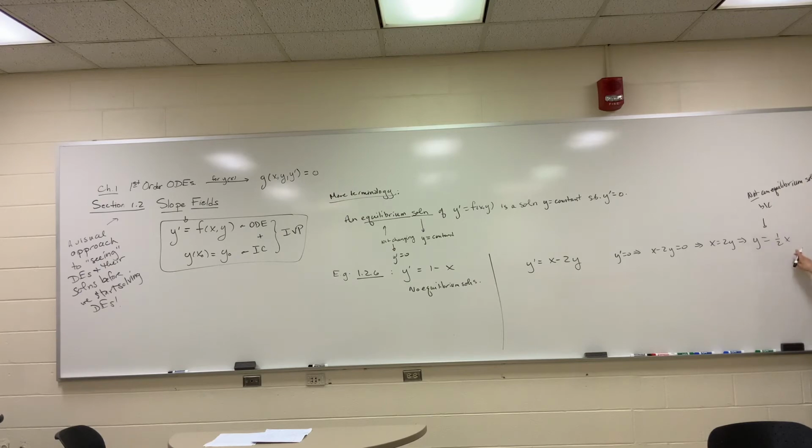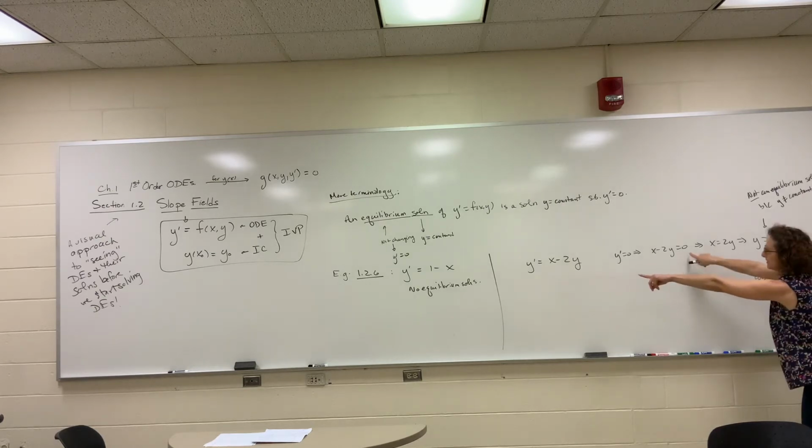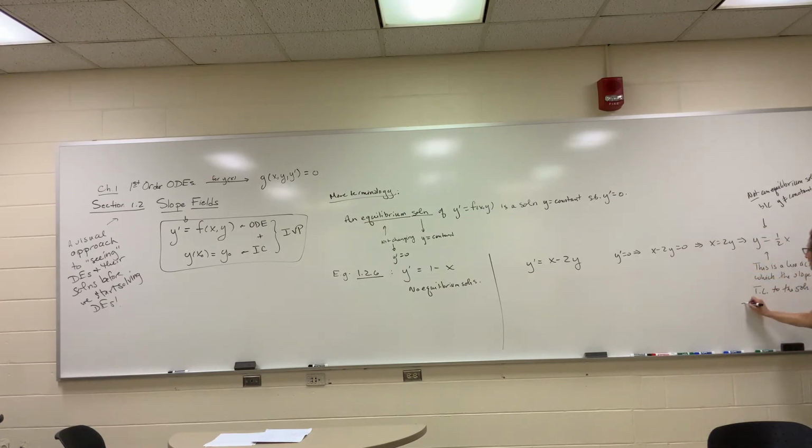Because what? It's not y equals a constant. Okay? This is a line across which the slope of the tangent line to the solution is 0, right? Good. Why? Y prime is 0, right? Okay. So what do we have there then? Horizontal tangent across that line.